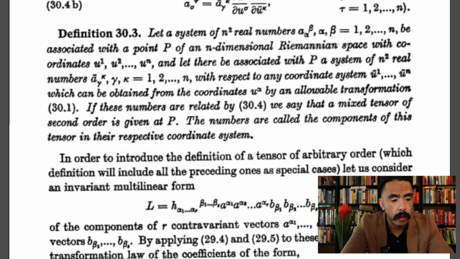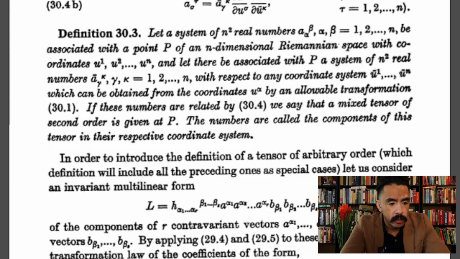Let a system of n squared real numbers, a with a subscript alpha and a superscript beta, where alpha and beta can be 1 through n, be associated with a point capital P of an n-dimensional Riemannian space with coordinates u1, u2, etc. through un. And let there be associated with capital P a system of n squared real numbers, a overbar, subscript gamma, and a superscript kappa, where gamma and kappa can be 1 through n with respect to any coordinate system u overbar 1 through u overbar n, which can be obtained from the coordinates u alpha by an allowable transformation given earlier. If these numbers are related by the transformation law that was previously stated, we say that a mixed tensor of second order is given at capital P. The numbers are called the components of this tensor in their respective coordinate system.